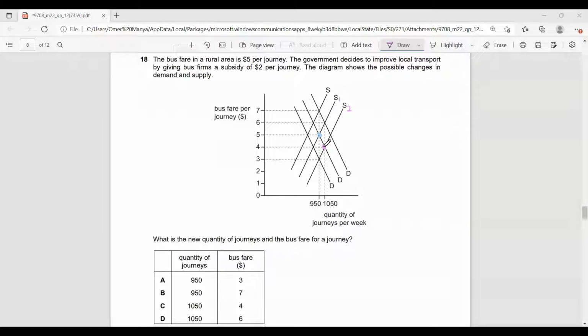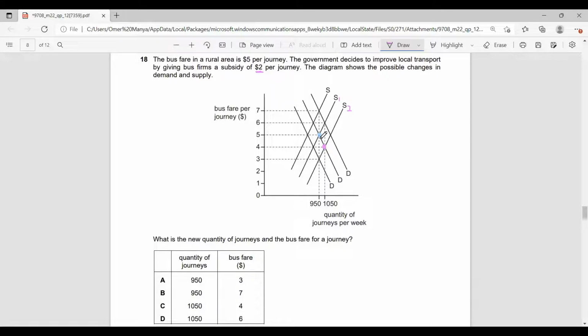Note that you can find the amount of subsidy per unit by looking at the vertical distance between the two supply curves. So the vertical distance between S1 and S2. If you can see, the vertical distance is $2, which is exactly what we are looking for, $2 per journey. So we know that this is correct.